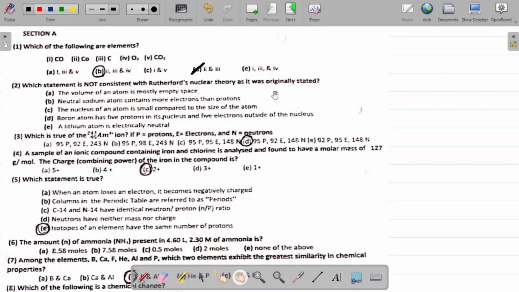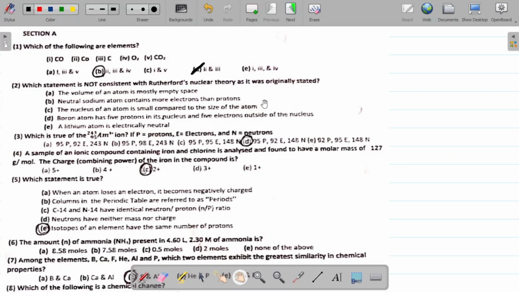Now, before we answer this, let me give you a brief background. Here's what to note. Rutherford's model of the atom proposes that an atom consists of very small, very dense, positively charged nuclei surrounded by clouds of electrons at relatively great distance from the nuclei. Some key points from Rutherford's experiment include number one, the volume of the atom is mostly empty space.